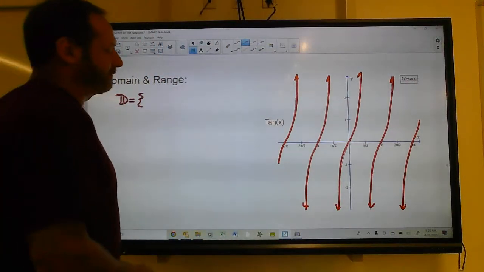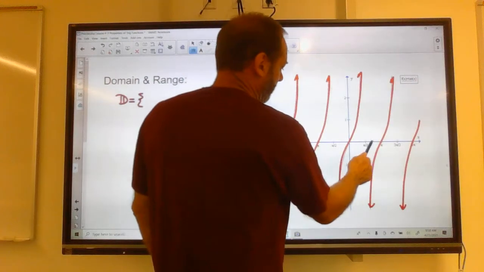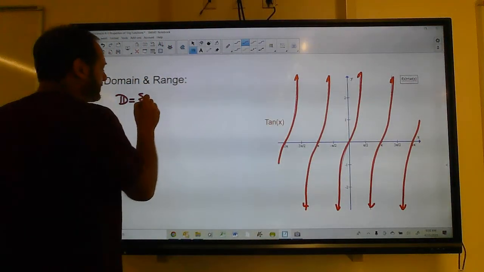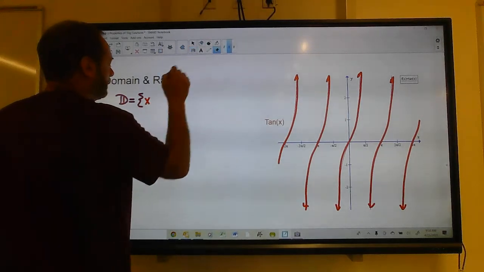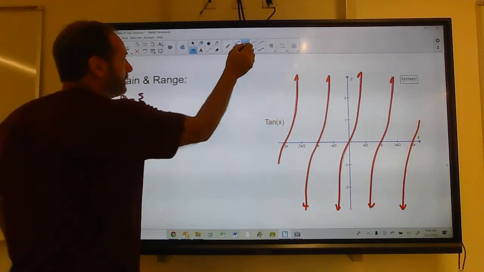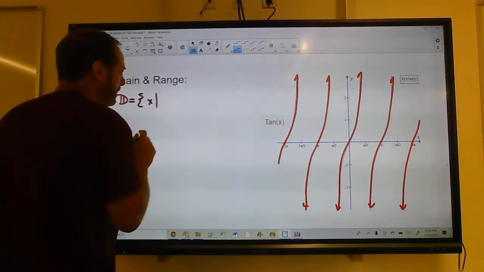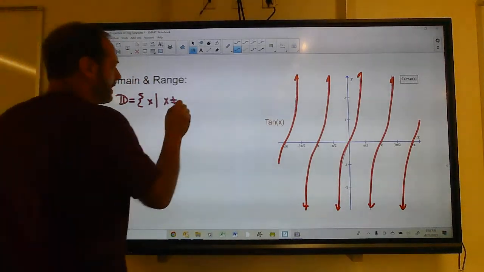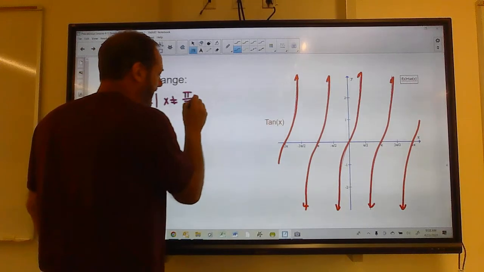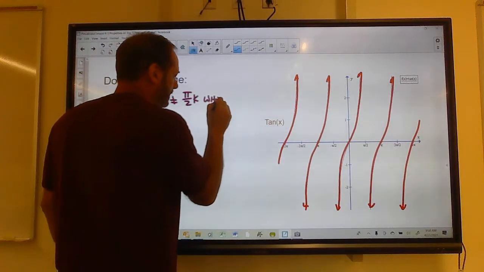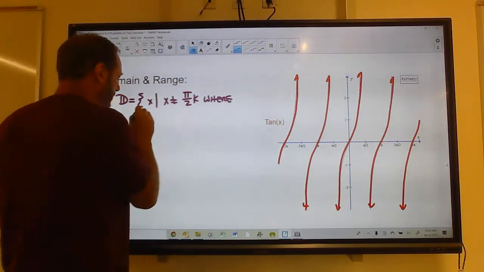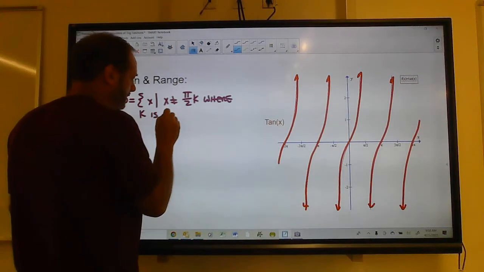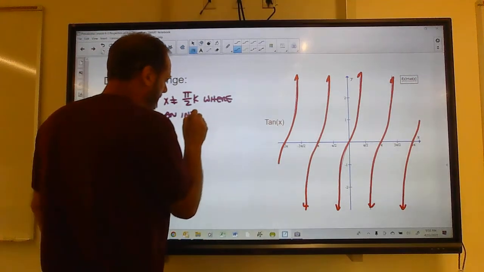Okay, again, I have asymptotes, and the asymptotes are every half pi. So it's all the x's where x is not equal to pi over 2k, where k is an integer.